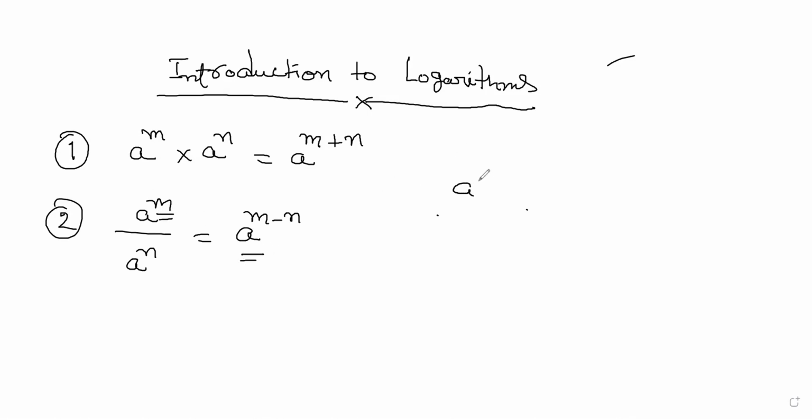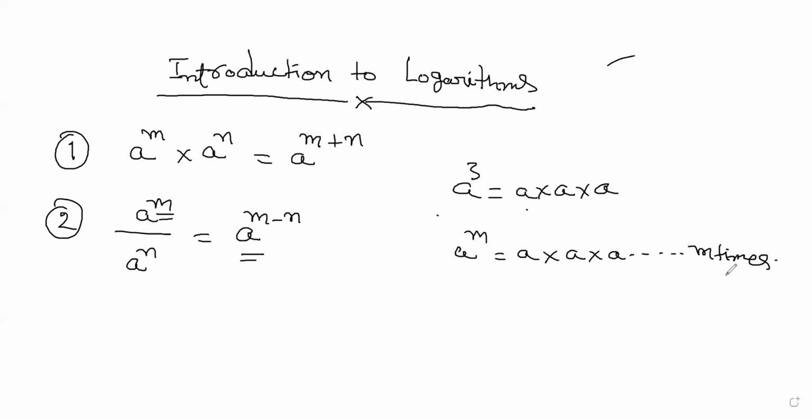What is power? Suppose a cube, that is a should be multiplied 3 times. That is what is power. So a power m means a should be multiplied for m times. So I hope everyone knows this, right? Now first of all, these two you know. These two are the major things.